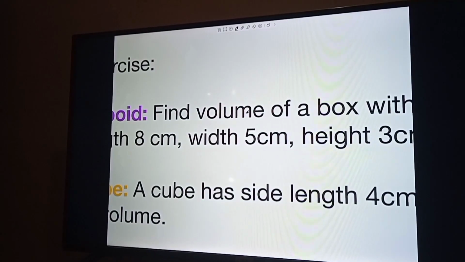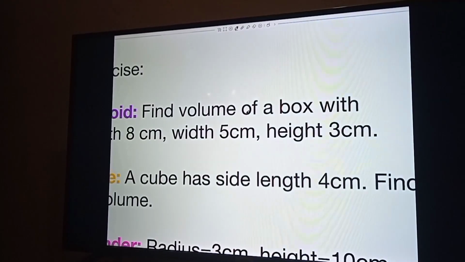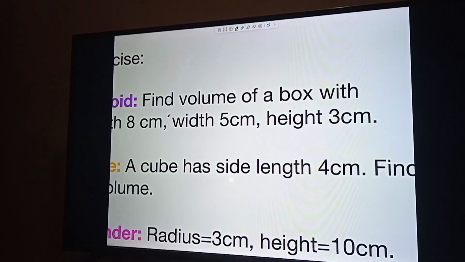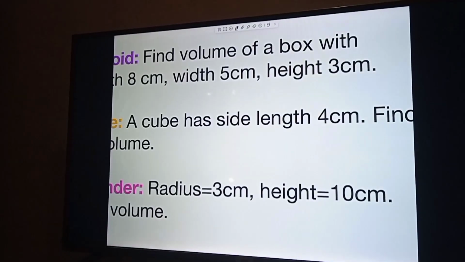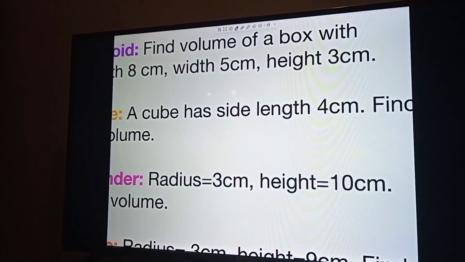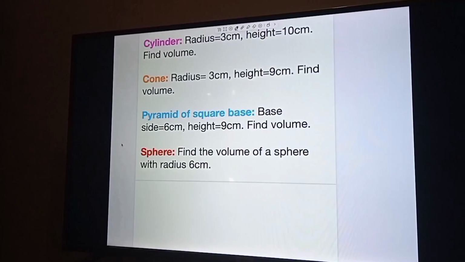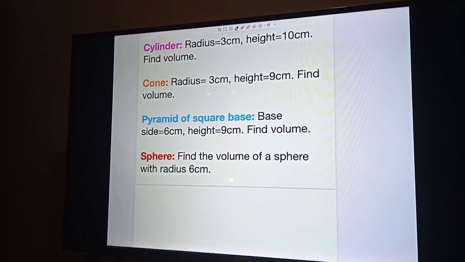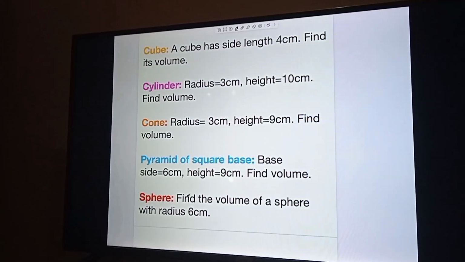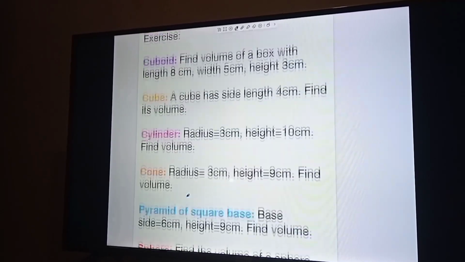Now here I have mentioned some exercise. For cuboid, you use this question. For cube, use this information. For cylinder, for cone, for pyramid of square base, and for sphere, and then solve these questions with the help of above formulas.